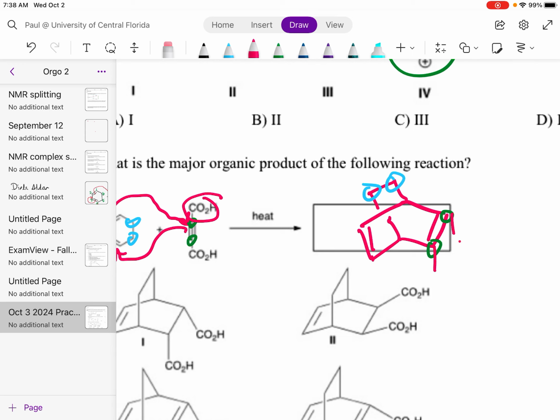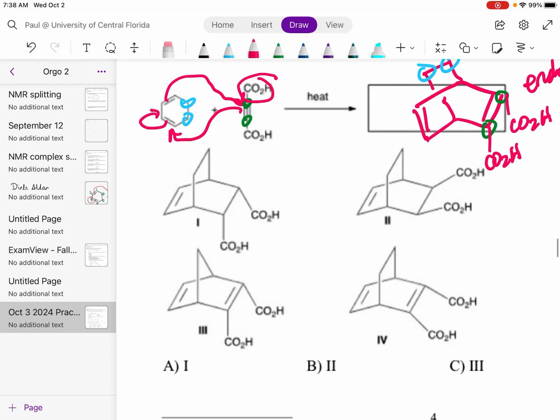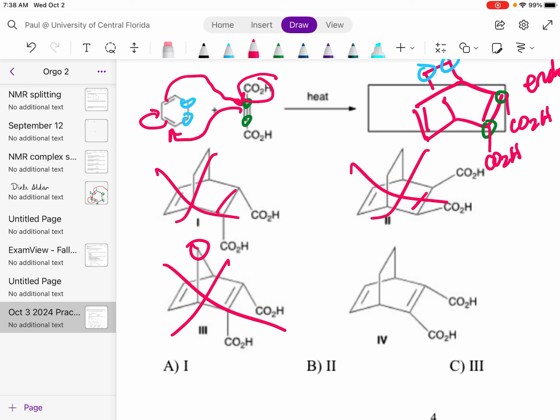So now when we go look at our answer choices here, does anything make sense? This one's off the table because it only has one carbon. This one's off the table because it's missing that double bond. That's missing the double bond. That's the only possible answer.